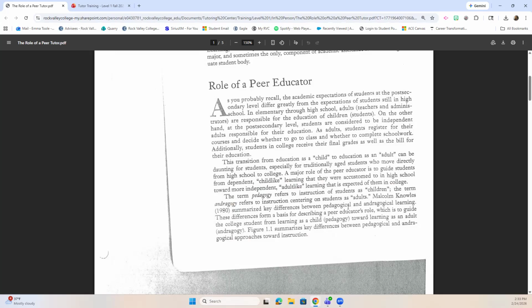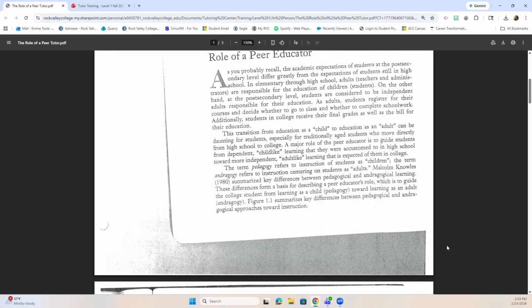The term pedagogy refers to instruction of students as children. The term andragogy refers to instruction centering on students as adults. Malcolm Knowles, 1980, summarized key differences between pedagogical and andragogical learning. These differences form a basis for describing a peer educator's role, which is to guide the college student from learning as a child, pedagogy, toward learning as an adult, andragogy.